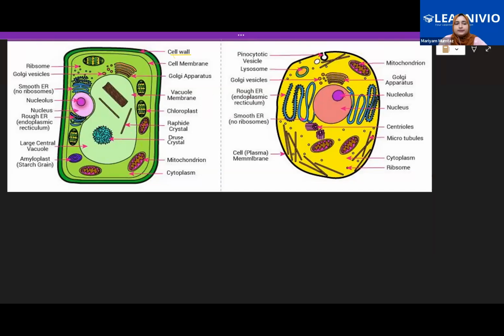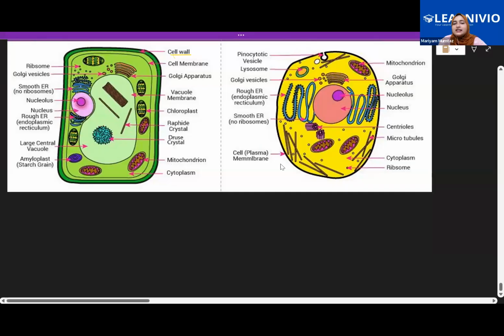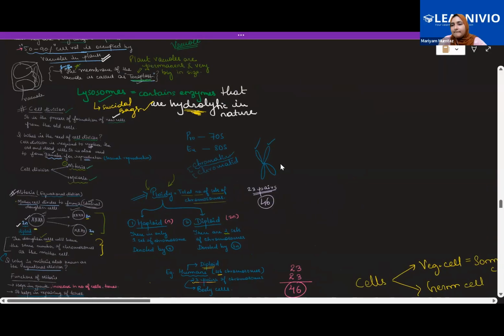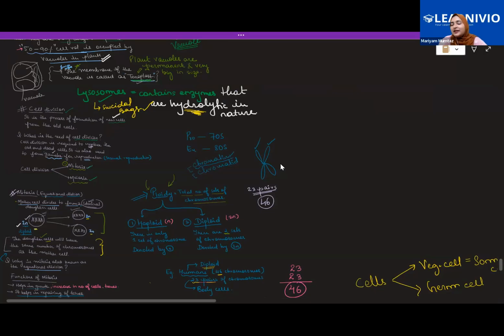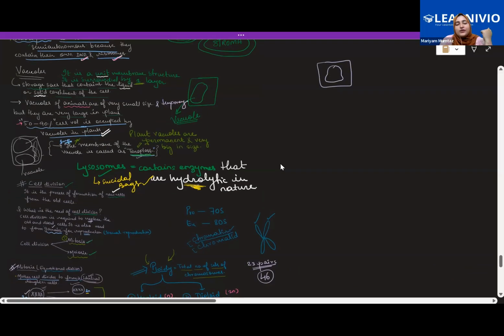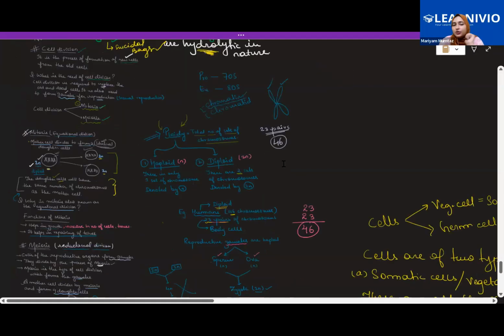Very good. Do animal cells have cell wall? No. And what is the plant cell wall made up of? Cellulose. Very good. What is the bacterial cell wall made up of? Peptidoglycan. Very good. And what is the fungal cell wall made up of, Tanisha? Chitin. Very good. Very nice. So with this, we have completed the whole entire chapter.